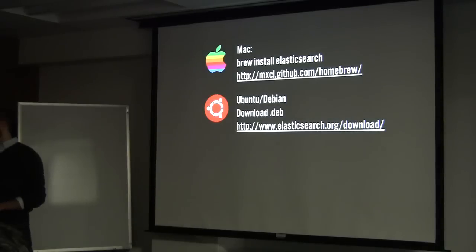To install, it's pretty simple. You can install with Brew if you're on a Mac. There's a link if you're not using Brew, if you're not familiar with it. If you're on a Debian-based system, you can just download the Debian file. If you're on Windows or Fedora, I don't know. You can build from source.